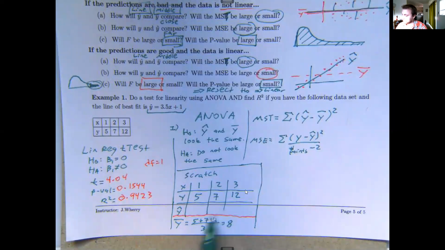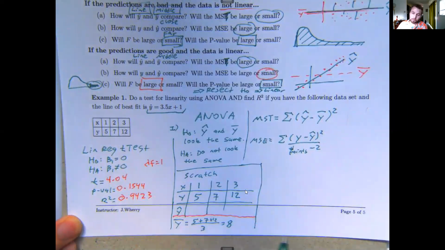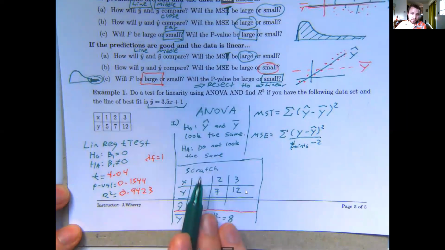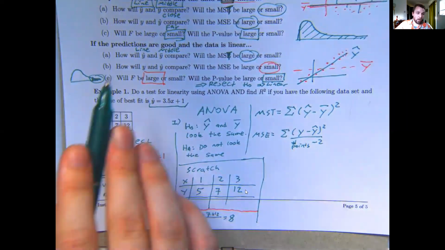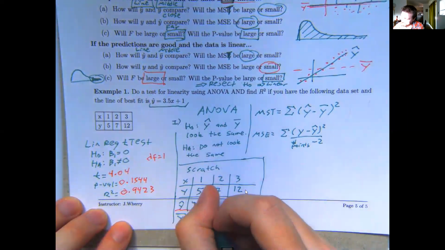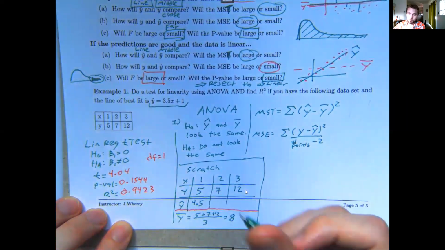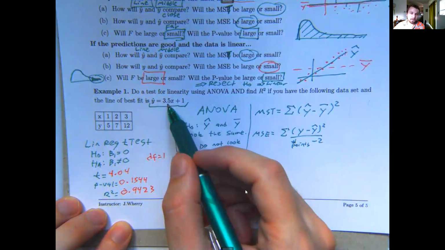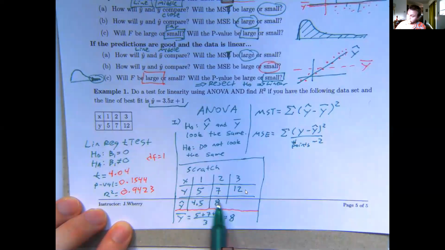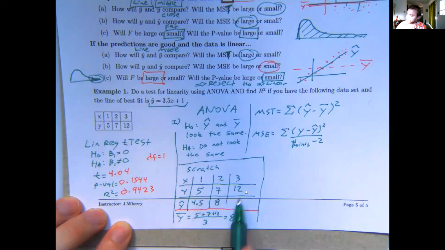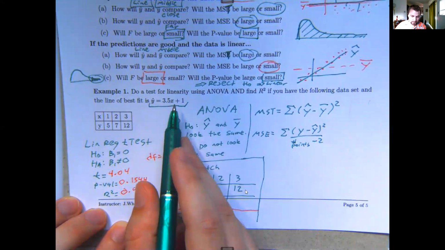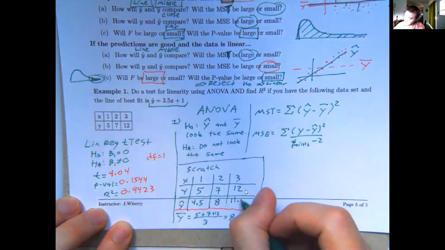Next thing I'm going to do in my scratch work here is figure out what all of my predicted y values look like. I'm using my line of best fit, this 3.5x plus 1. I'm just going to plug in each of these x values. When I plug in 1, I have 1 times 3.5 plus 1, 3.5 plus 1. That gives me a predicted value of 4.5. When I plug in 2, I have 2 times 3.5 is 7. 7 plus 1 gives me a predicted value of 8. These predictions are looking close. I'm off by a half. I'm off by 1. For this last one, when I plug in 3, I have 3 times 3.5, that's 10.5. 10.5 plus 1 gives me a prediction of 11.5.